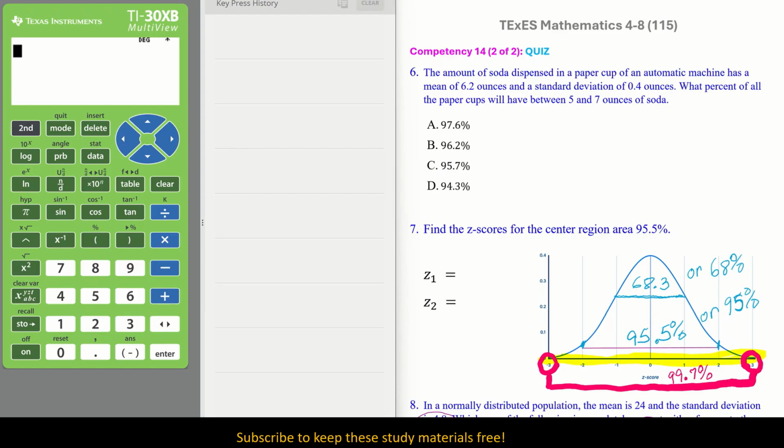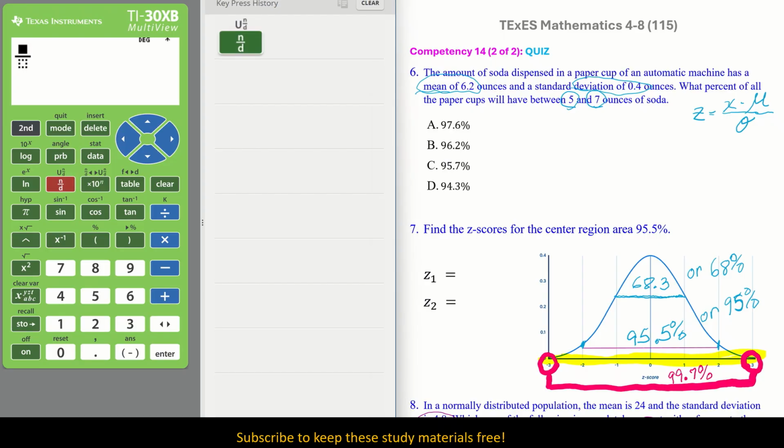Well, we need to find the z-score. So we have to have that formula. If you remember, that is going to be your x, and that's given here with our 5 and our 7, minus our mean, our mu, and then over the standard deviation. Well, we have all that. Here's our mean, we need standard deviation. Now we need to go capture those z-scores.